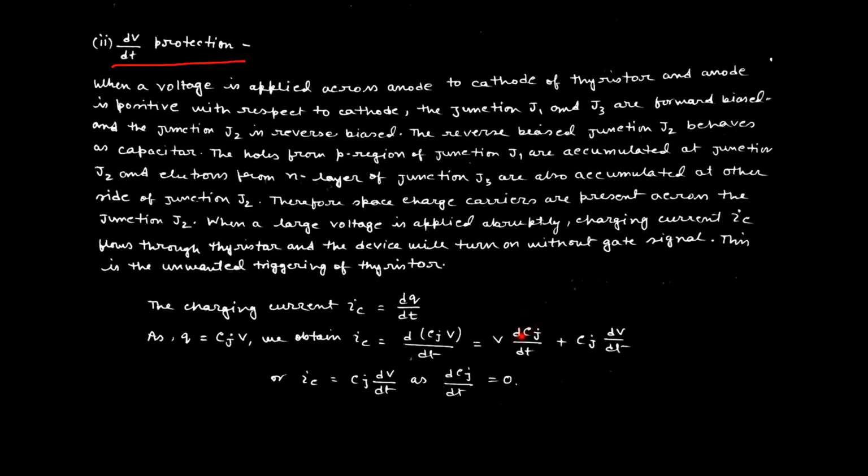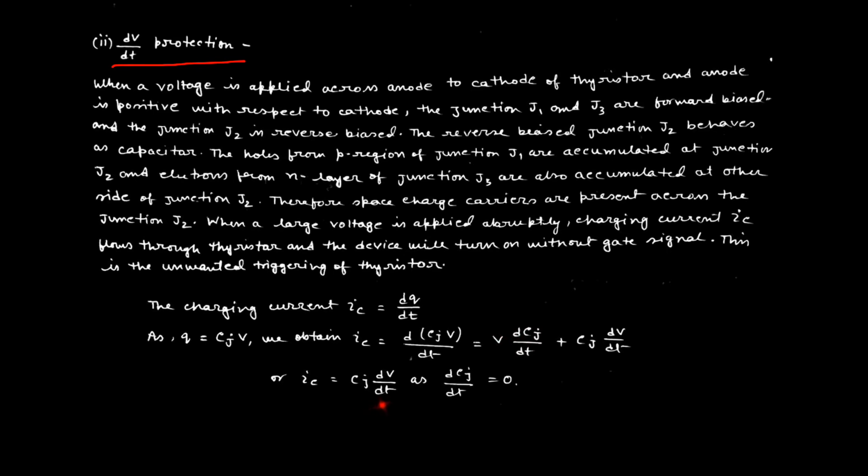Cj is constant, defined by the manufacturer. Cj is called the junction capacitance, and it depends on how much charge has accumulated across the J2 junction, which depends on the doping concentration of the layers. That is why it is well defined by the manufacturer only. So, Cj is a constant term, and the derivative of a constant is 0. That is why IC equals Cj dV/dt, as dCj/dt equals 0, as I told you before.